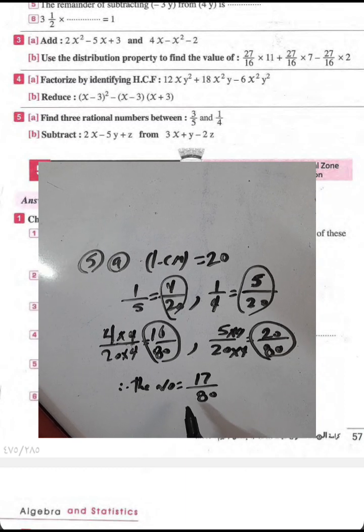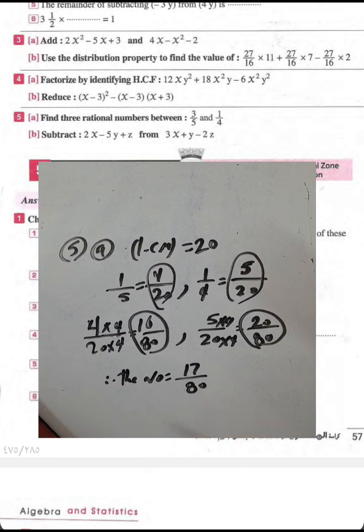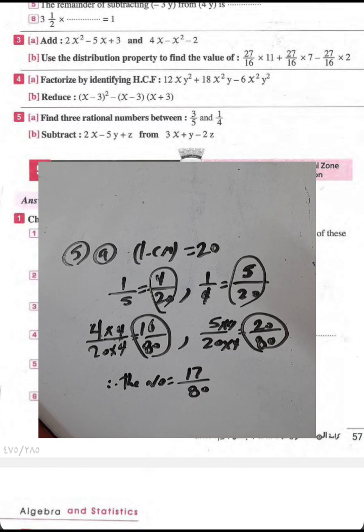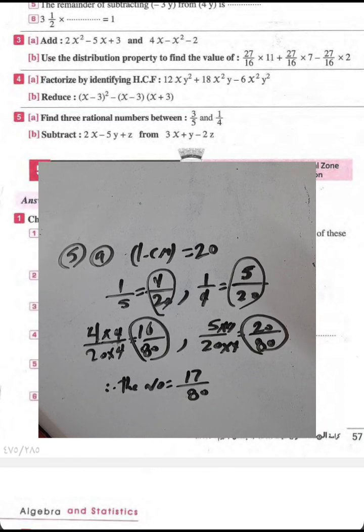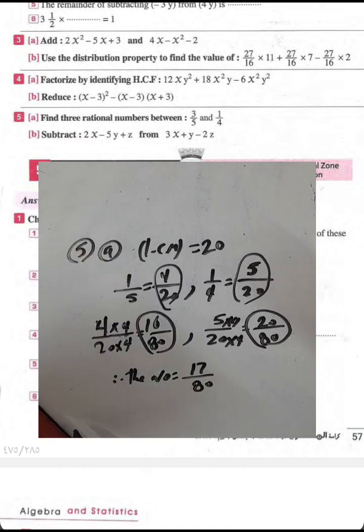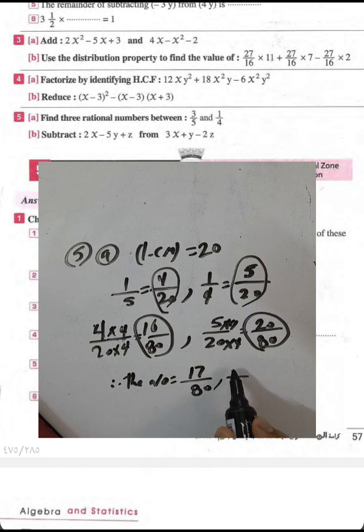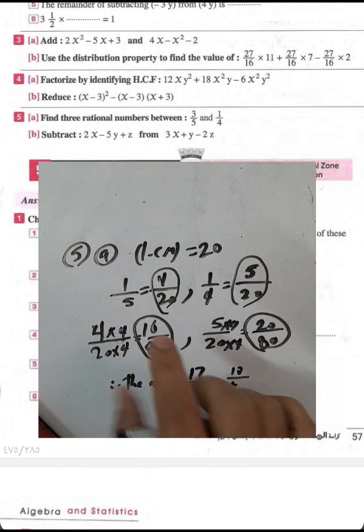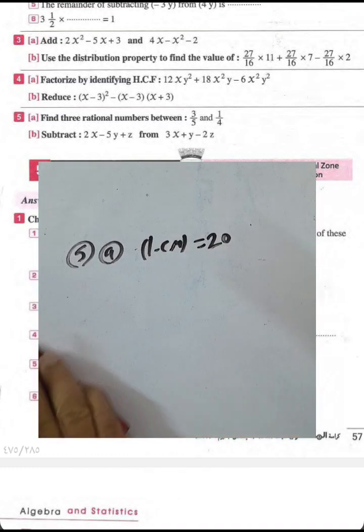We want to find three numbers between, okay, sorry, it was 3 over 5. Okay, I will complete this example, 17 over 80 and 18 over 80. But in this example, he gave us this number with 3. Okay, again, I solve this example again.